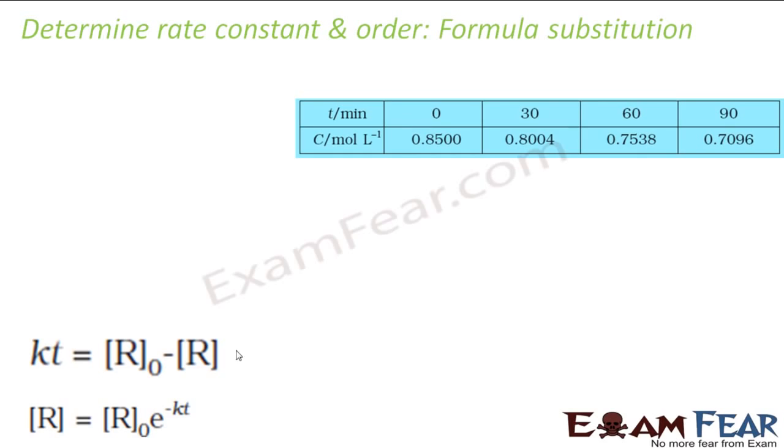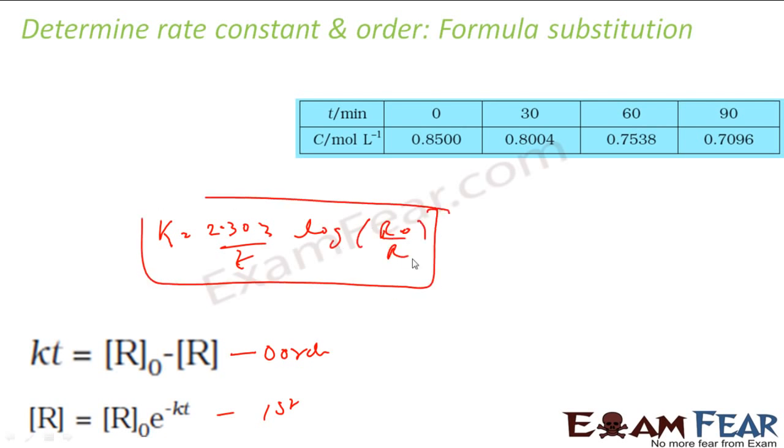As I told, this is the formula for zero order, and this is the formula for the first order, correct? If you want a little easier formula, then for the first order reaction, the formula is k is 2.303 by t log of R naught by R. This is first order. For the zero order reaction, the formula was k is nothing but R naught minus R by t.